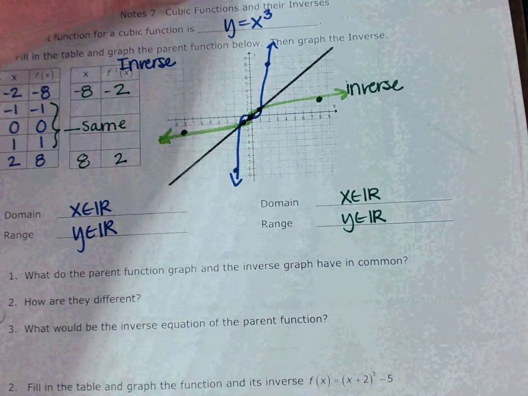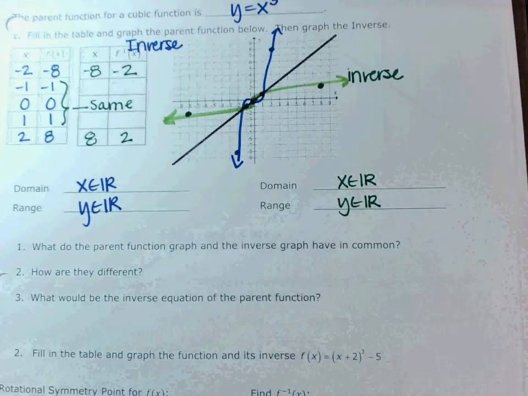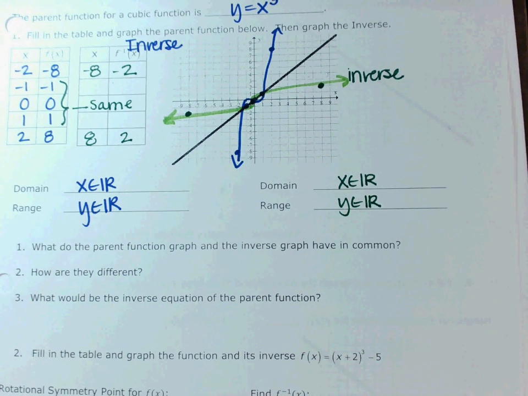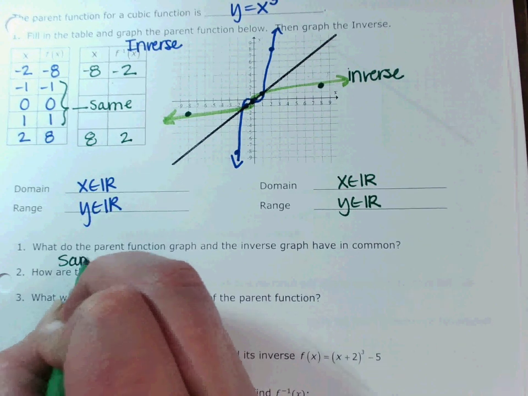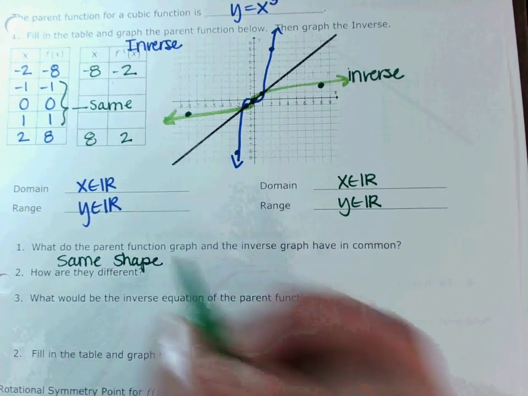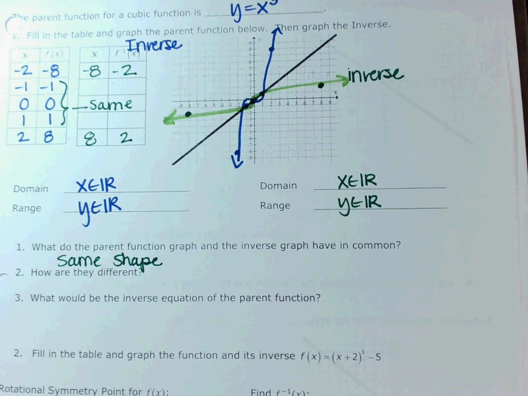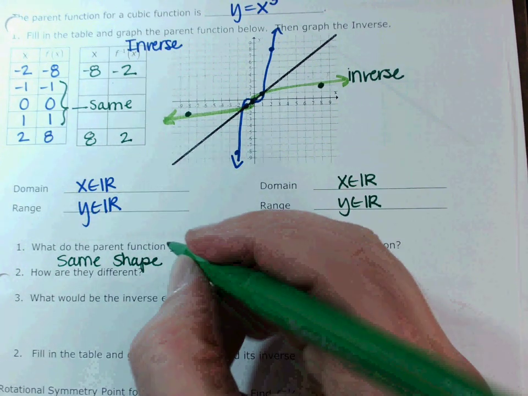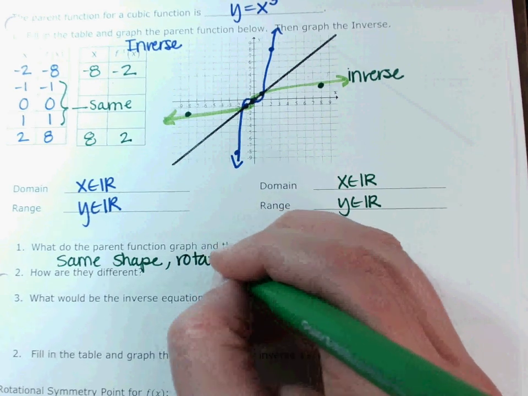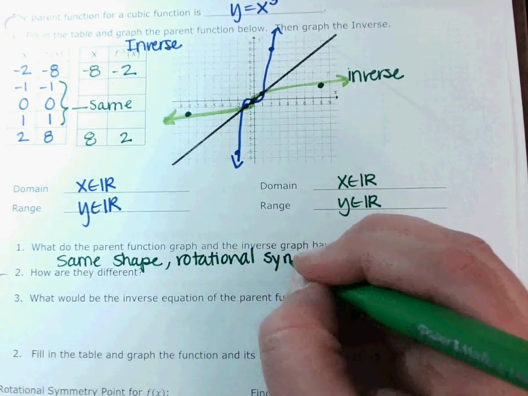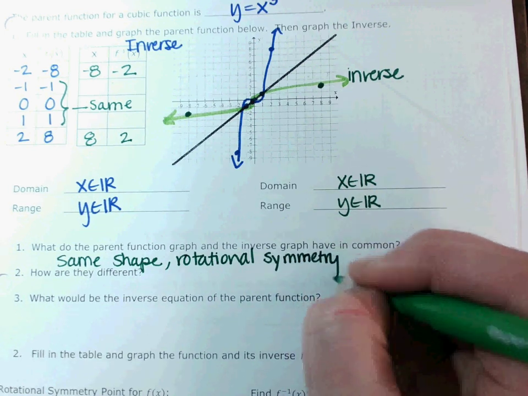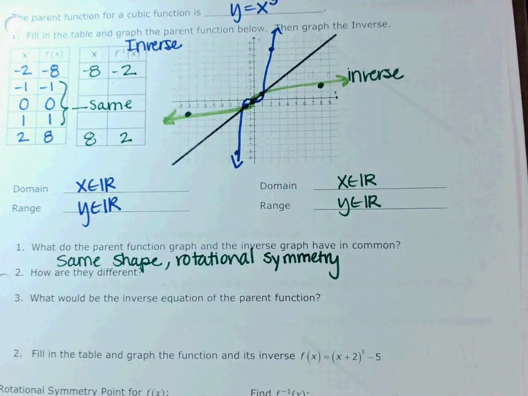So let's answer the 3 little questions here looking at the graph. First question, what do the parent function and the inverse have in common? You already said it earlier, the graphs are the same, it's just flipped. So they have the same shape. Yes. Now do you remember the word yesterday? What do we call it? Rotational symmetry. They have a rotational symmetry. And what that means is that if you were to spin the graph halfway around, it would look exactly the same as what you already have.